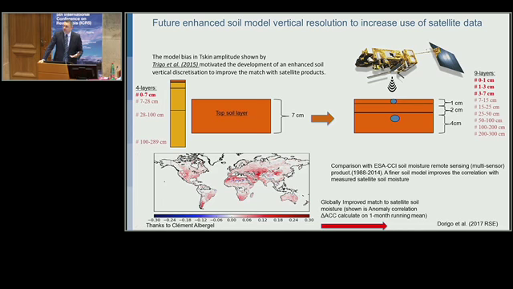And this for us is a big driver because it means that we get closer to the possibility to assimilate satellite soil moisture data. The model is in a better agreement with the satellite data.